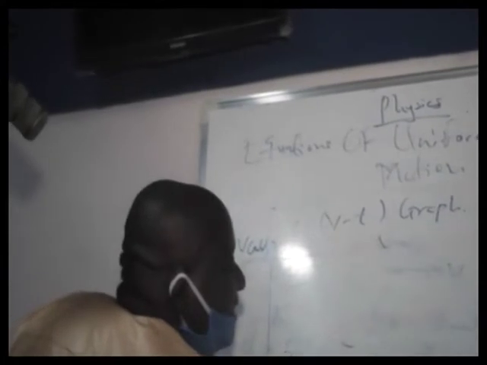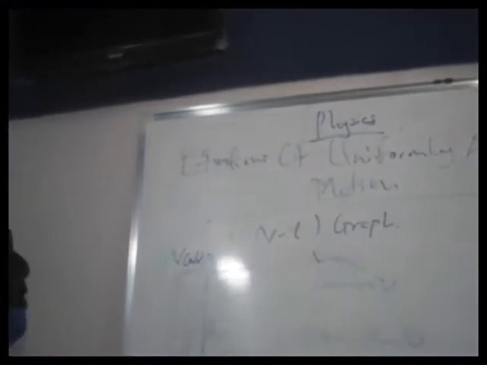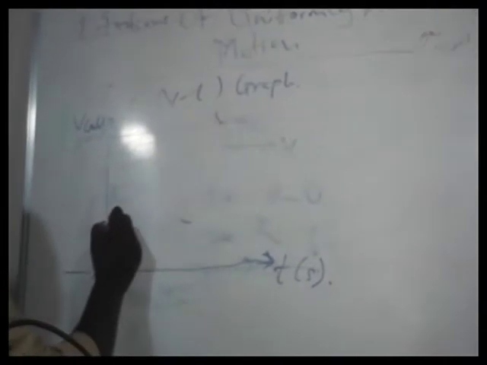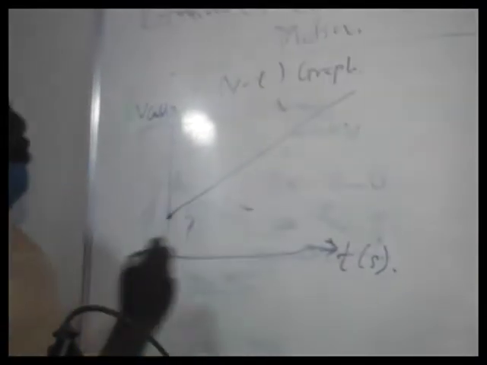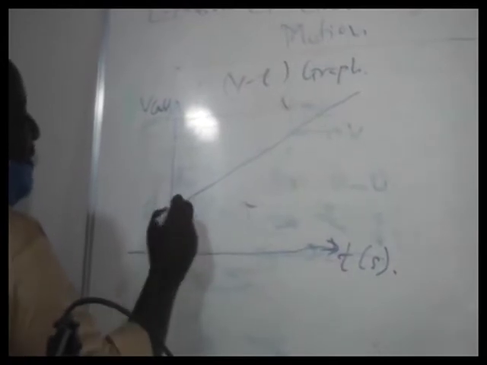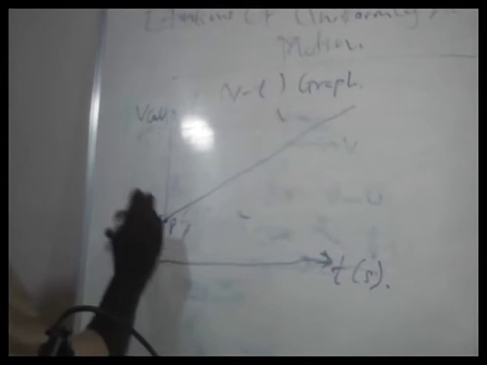The horizontal axis is t in seconds. So if this is done, you see the graph will start not from the starting point, but at a point where the object is already in motion. This is the point we call point P. Then this is our initial velocity, u.